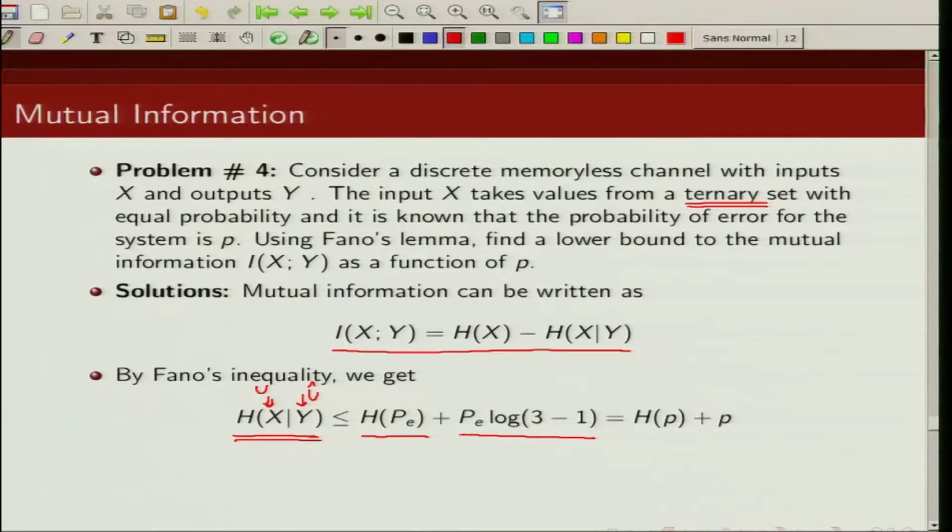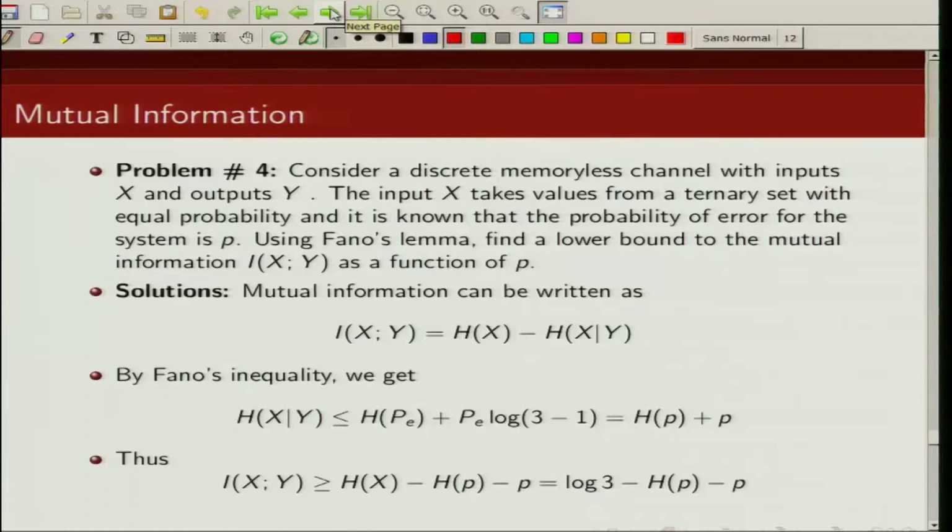So then using Fano's lemma, I am able to get an upper bound on uncertainty in X given Y, and this is given by this expression. Now if I plug in this upper bound on X given Y in this expression, I will get a lower bound on mutual information between X and Y. So plugging in this upper bound on uncertainty in X given Y, I get a lower bound on mutual information. So mutual information is H of X minus H of X given Y, which is upper bounded by this. So then the lower bound on mutual information is given by this expression. Okay.